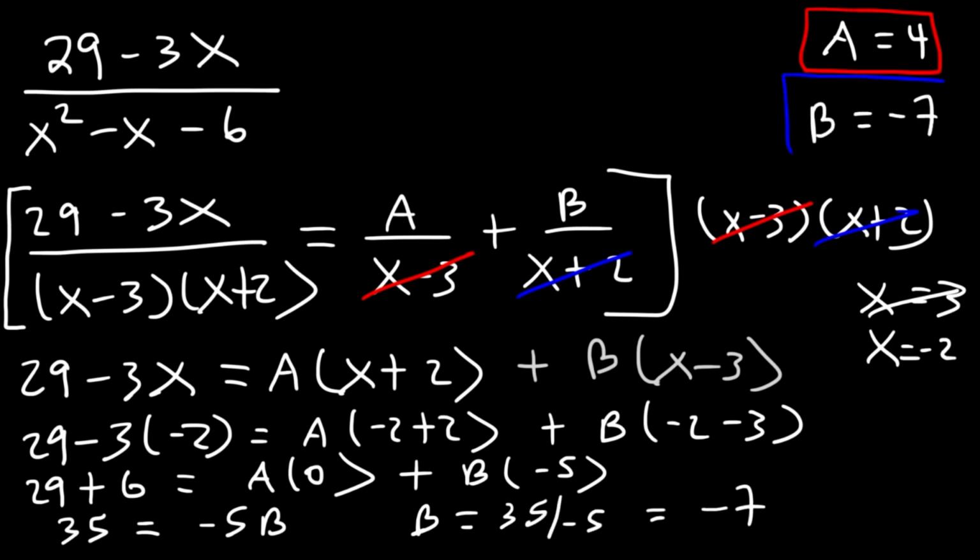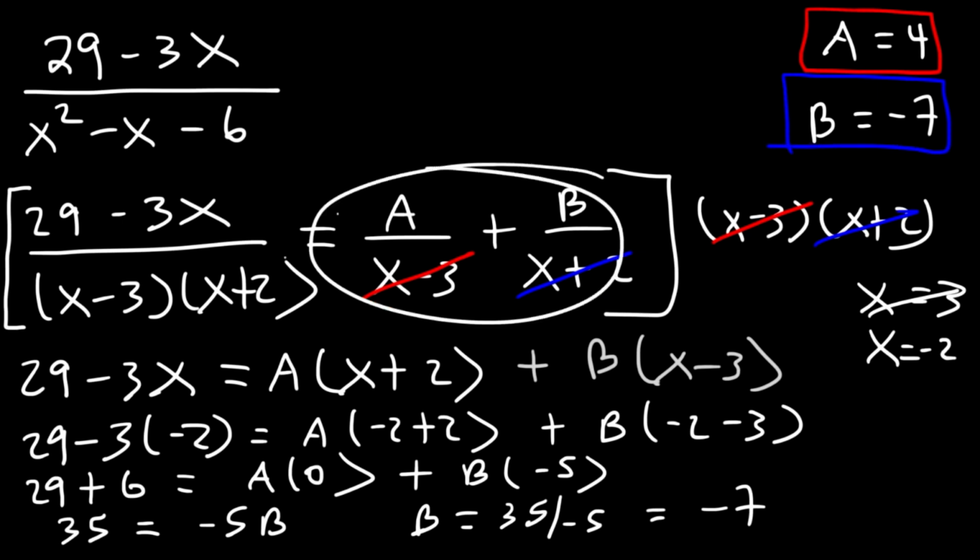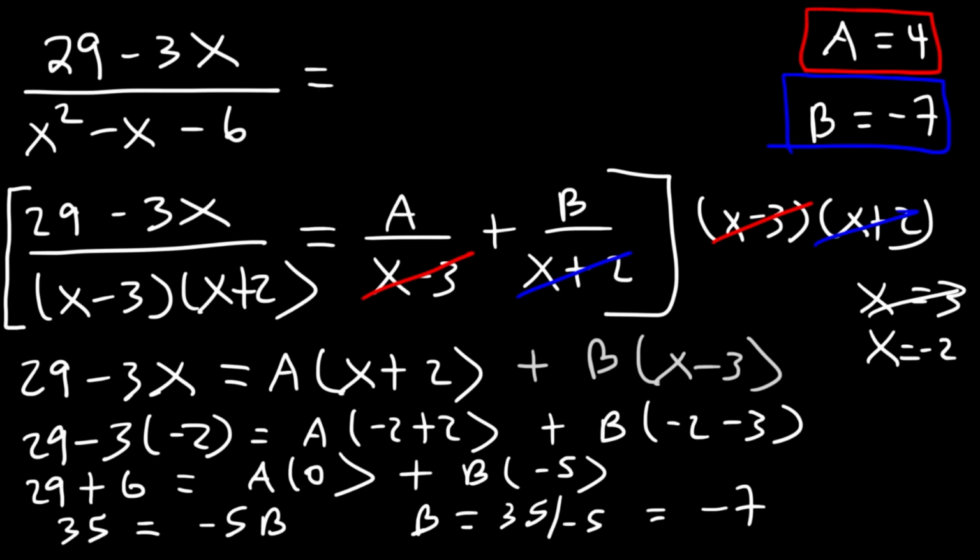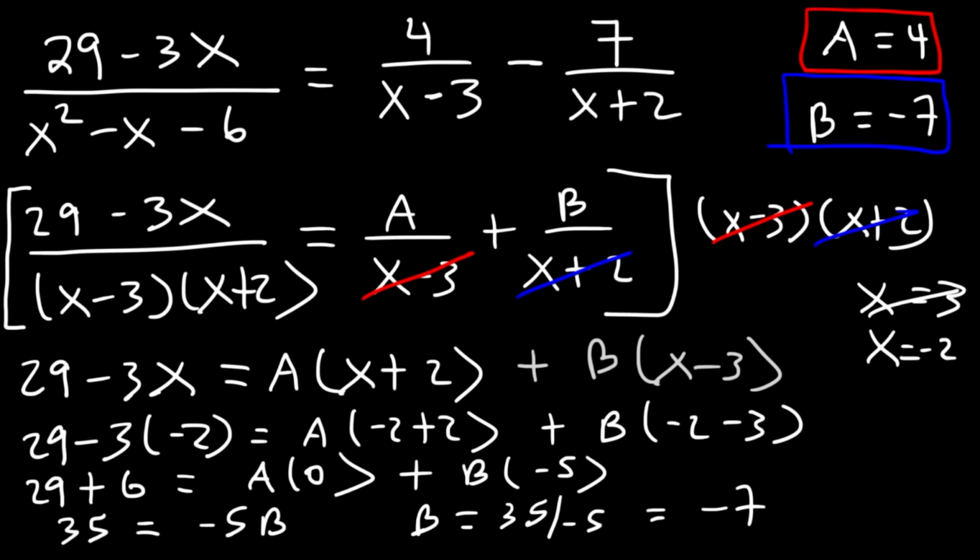So now that we have a and b, we can now write the final answer. So let's plug it in to this expression. So (29 minus 3x) over (x squared minus x minus 6) is equal to 4 divided by (x minus 3), and then b is negative 7. So instead of writing plus negative 7, I could simply write minus 7, because a positive number times a negative number is still a negative result. So it's going to be minus 7 over (x plus 2). And this is the answer.